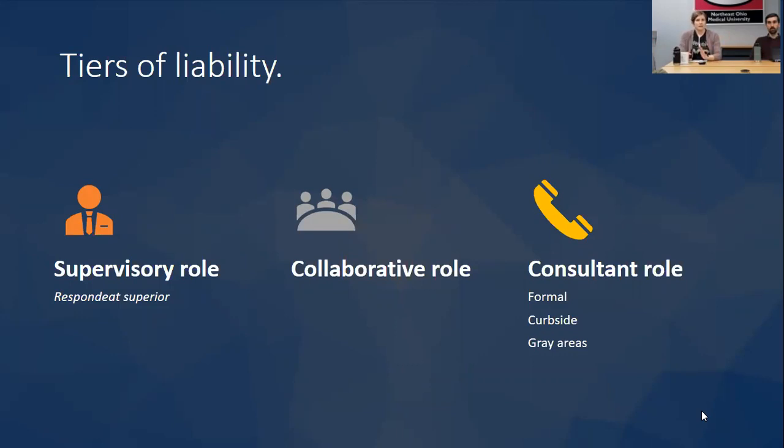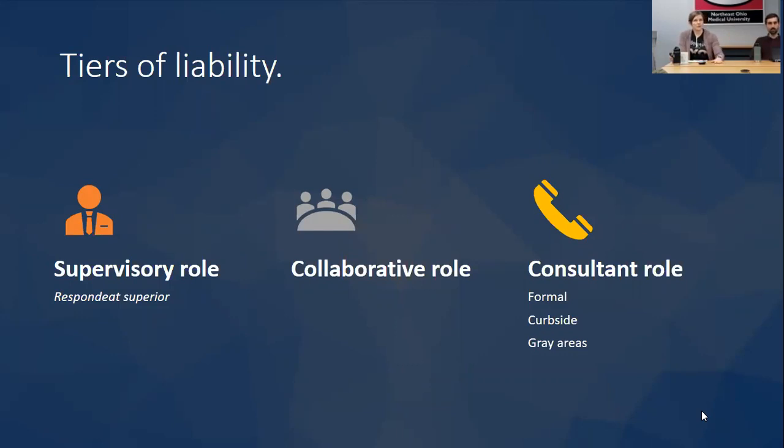Middle of the road would be collaborative. So if you are working with someone and you have a collaborative treatment approach, you can have some liability there. It's not always incredibly straightforward. So the biggest recommendation is to look to certain factors to help figure out whether, and how much, your liability would be. And then consultant role, which again is a little bit foggy.